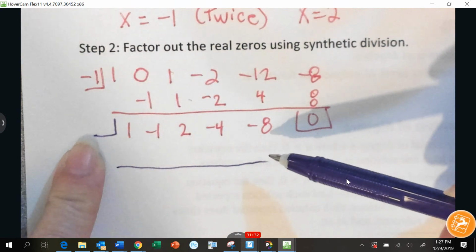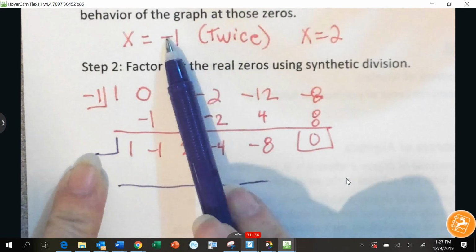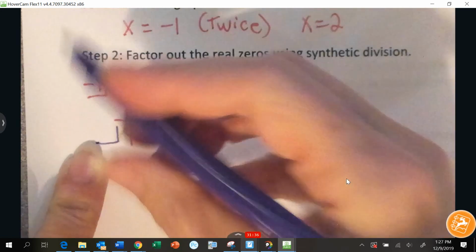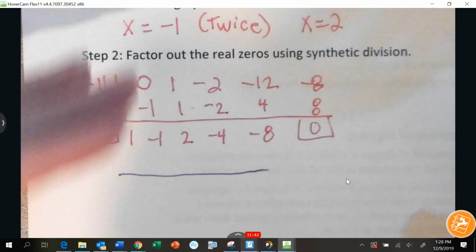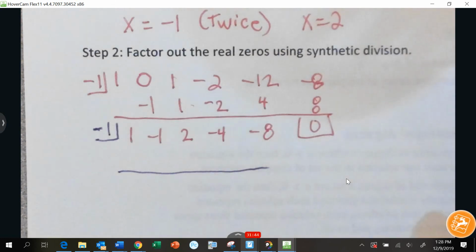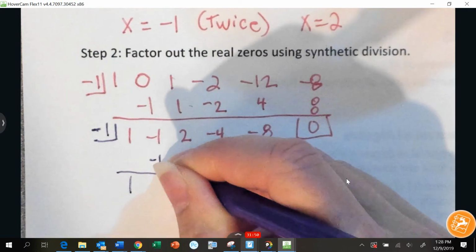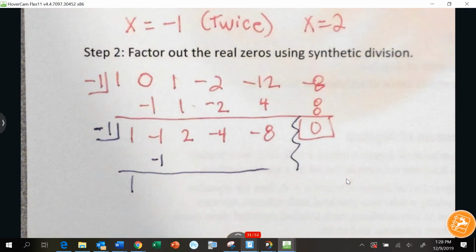Factor out -1 again. We need to do -1 twice. Now, if you did a 2 first and then went back and did a -1, your work will look different, but you'll still get the same thing at the end. When you do it the second time, did you just ignore the 0 at the end? Yep, because that is the remainder from before, and that's not the new equation.